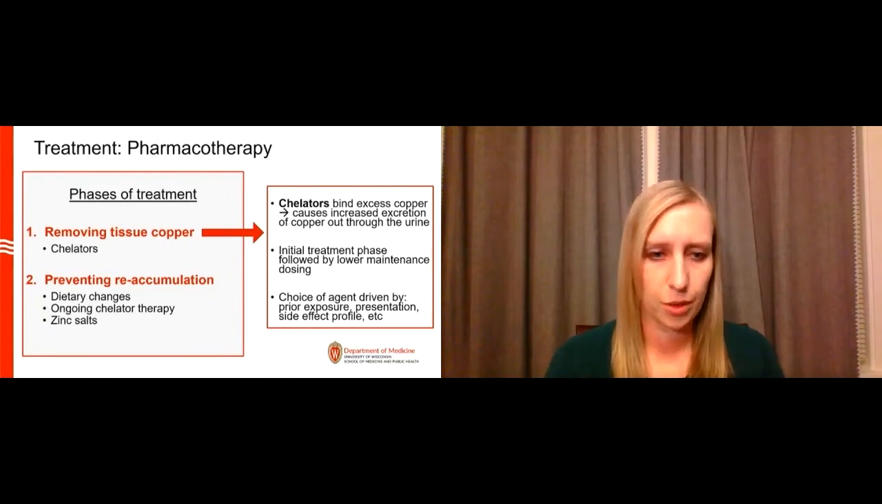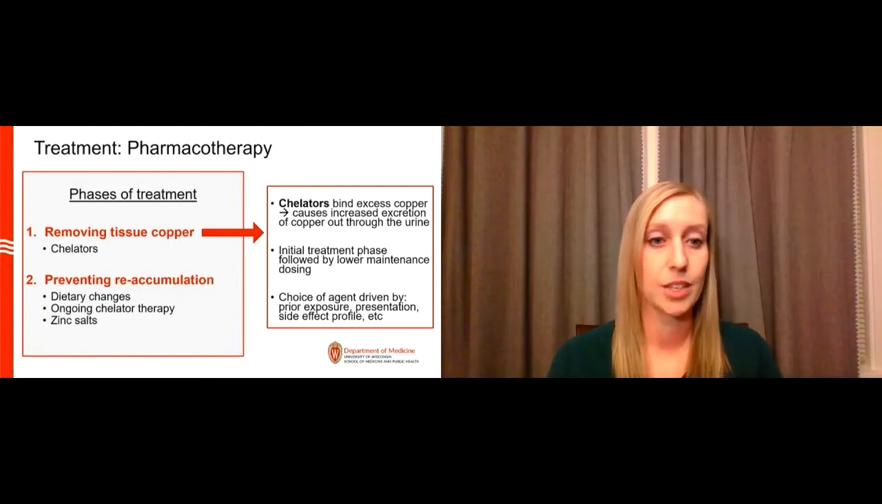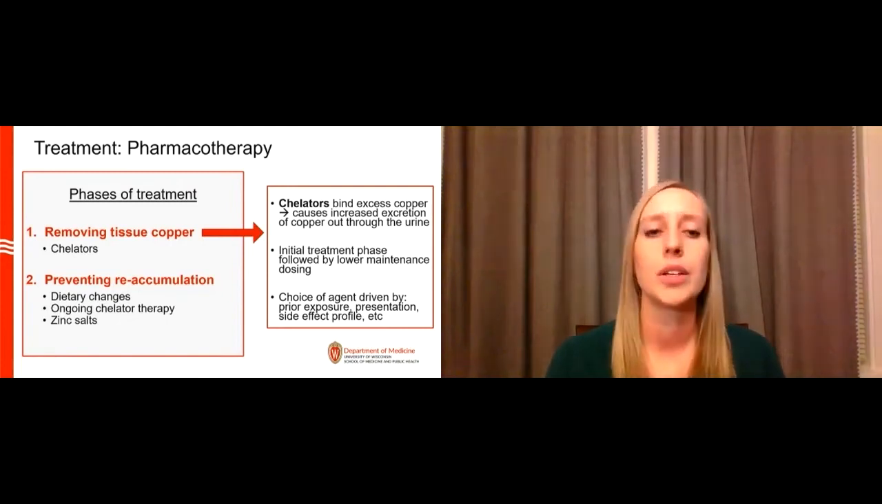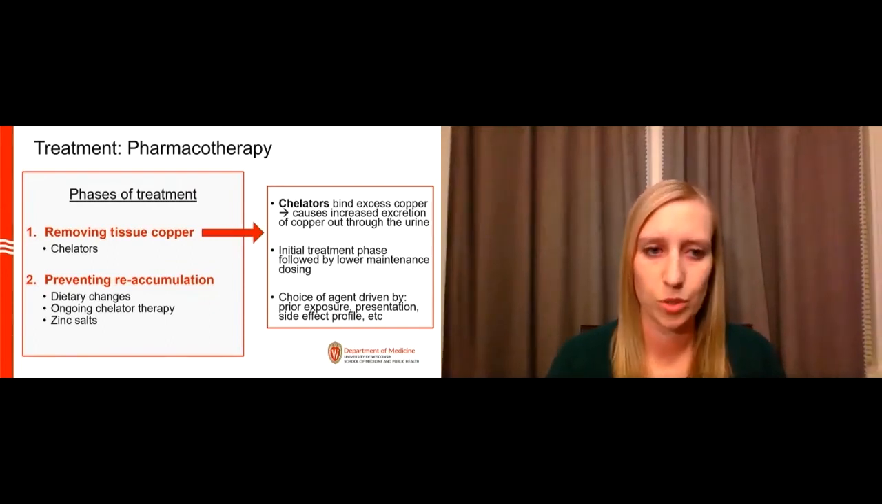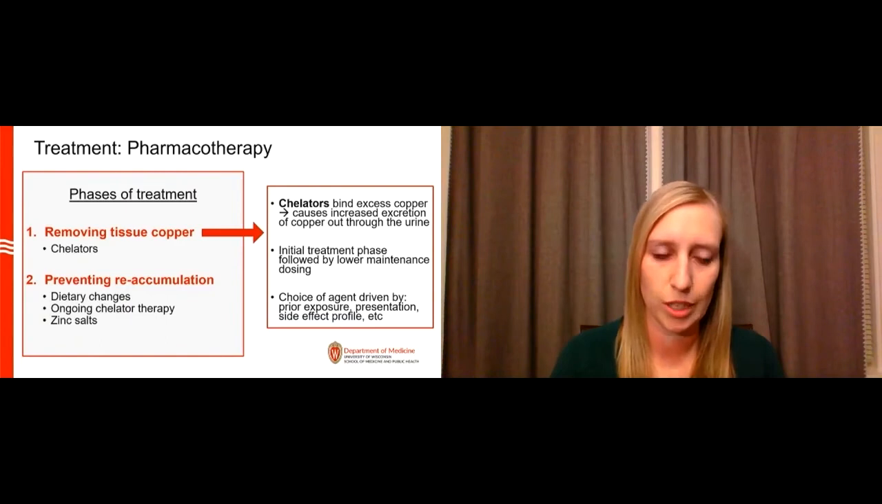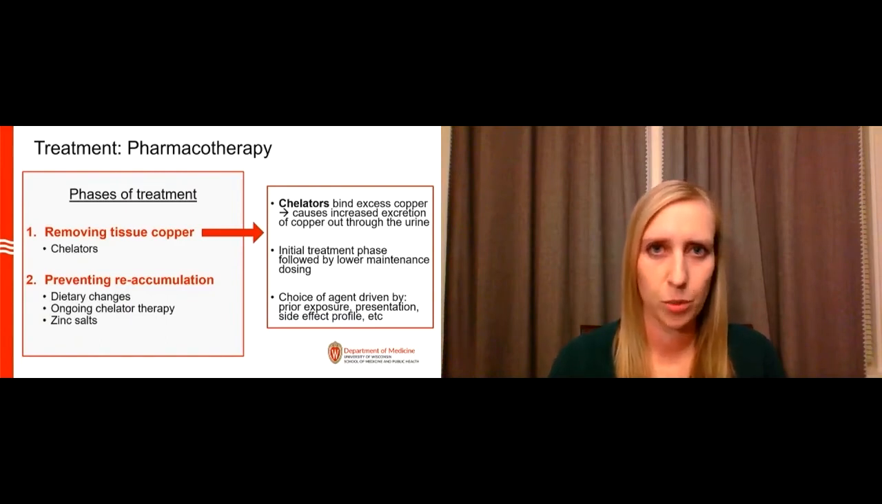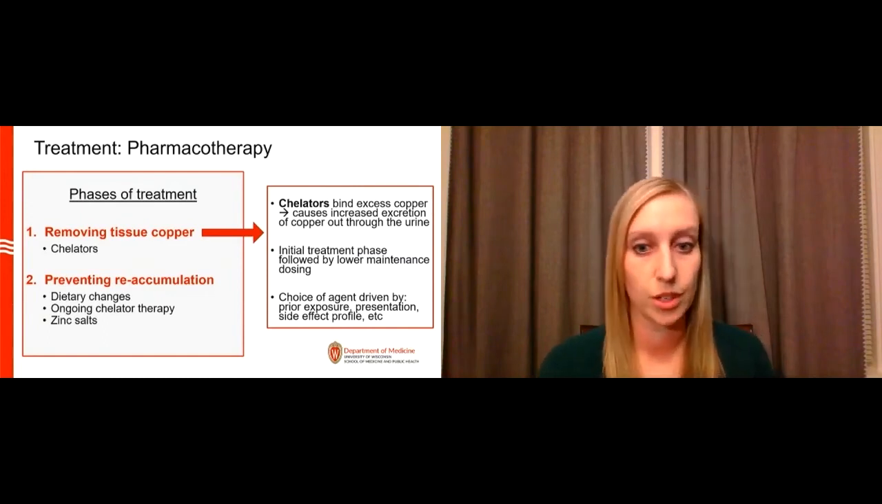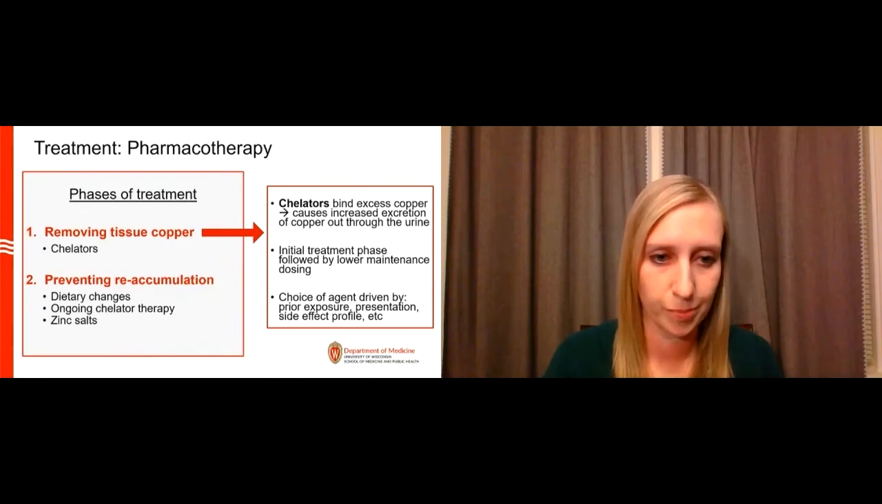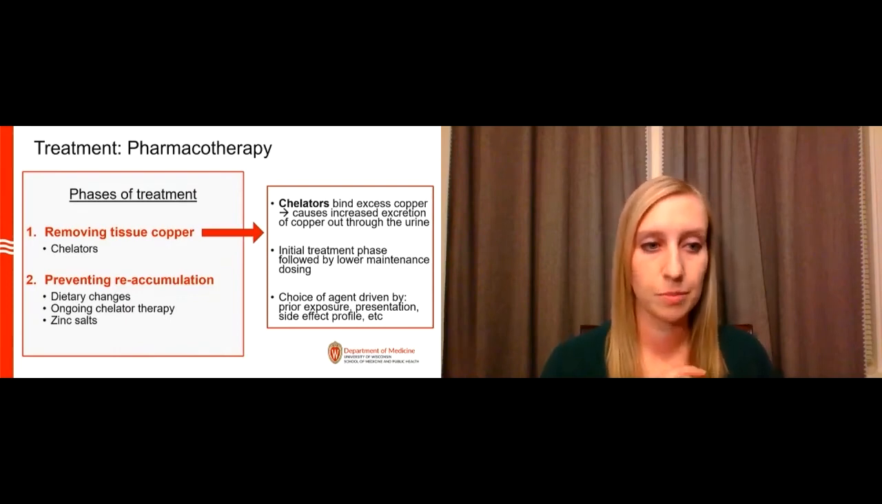So to start with chelator therapy, when I say chelators, these are medications that bind excess copper, and so they cause increased excretion of copper out through the urine. Usually with these medications, there's an initial treatment phase where there's a higher dose, followed by lower maintenance dosing. And as you'll see, there are a couple different ones that we use. The choice of agent is usually driven by what this patient has been exposed to, what their presentation is, and what the side effect profile is. Next slide, please.